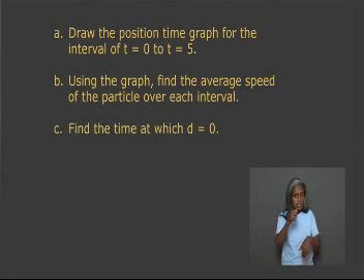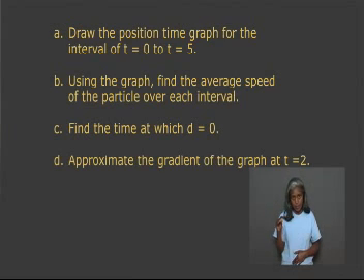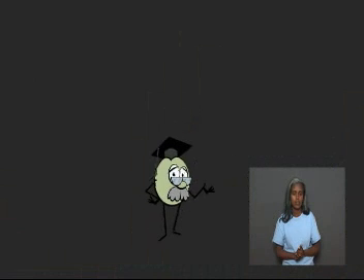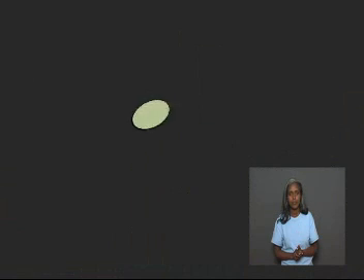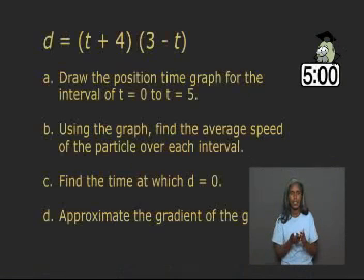Find the time at which speed is 0 and approximate the gradient of the graph at t equals 2. Please get started right away, everyone. Students, let's get ready. Begin.